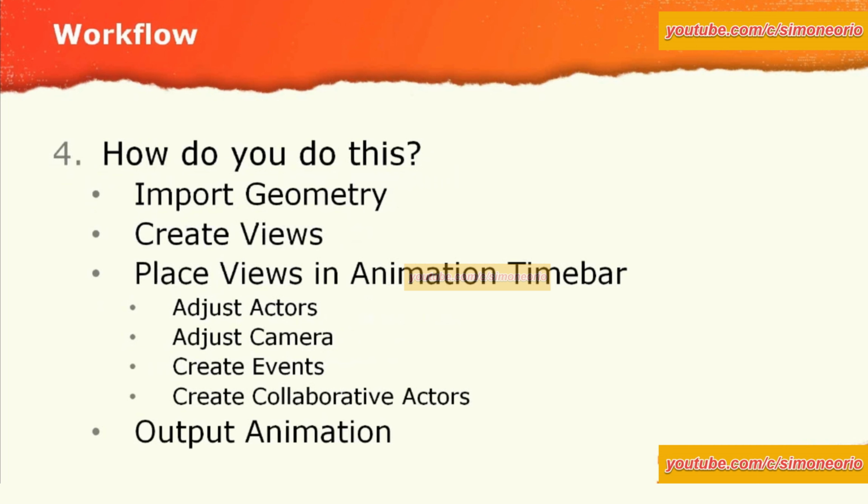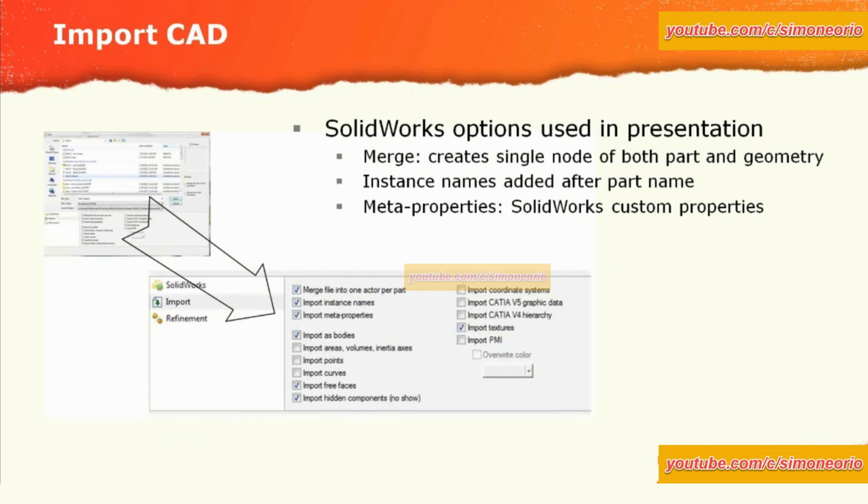Here's the workflow. We want to talk about how you do this. These are the basic steps. You would import your geometry from your CAD system, create your views, place those views in the animation time bar, and then output the animation. We're going to spend the bulk of our time on the third bullet, but we'll spend a bit of time on the second one, creating views. So if you're new to Composer, this should be good to learn a bunch of stuff. And if you're a Composer user already, hopefully we'll teach you a few things about how to create these types of animations.